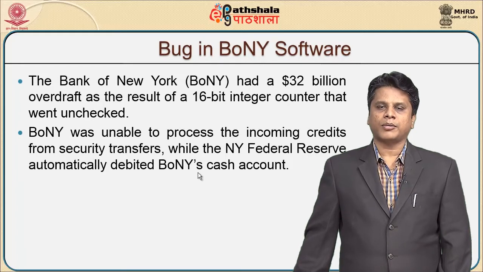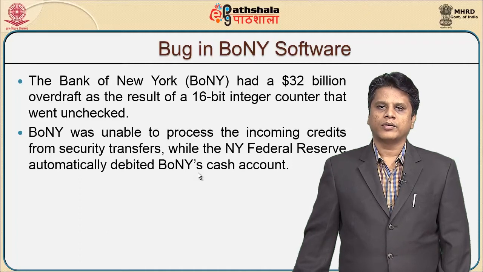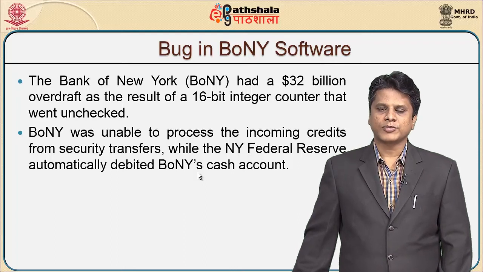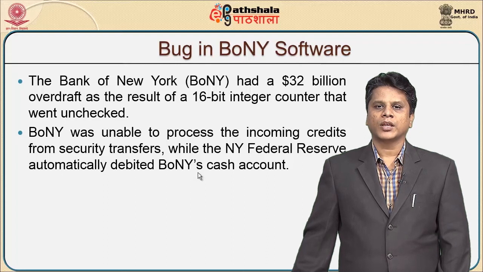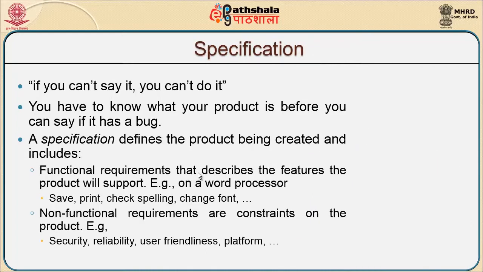And there is another bank-related bug, at the Bank of New York, which had a 32 billion overdraft as a result of a 16-bit integer counter that went unchecked. The same Bank of New York was unable to process incoming credits from security transfers, while the New York Federal Reserve automatically debited the New York cash account. So all these produced adverse effects purely because of faulty execution of software.